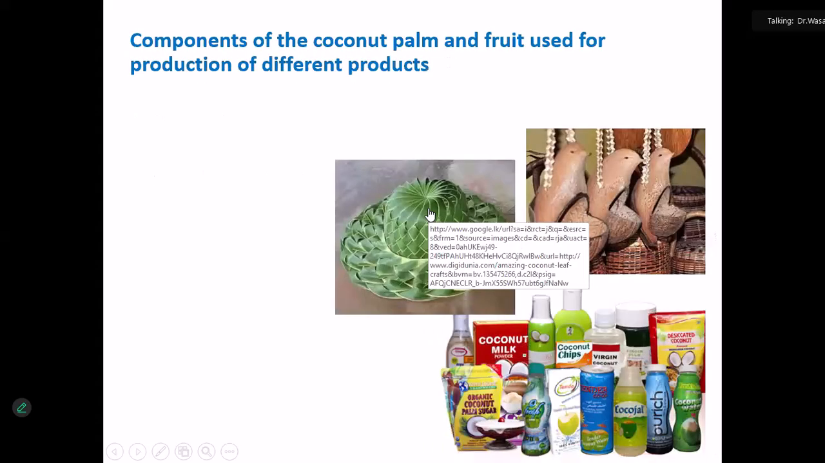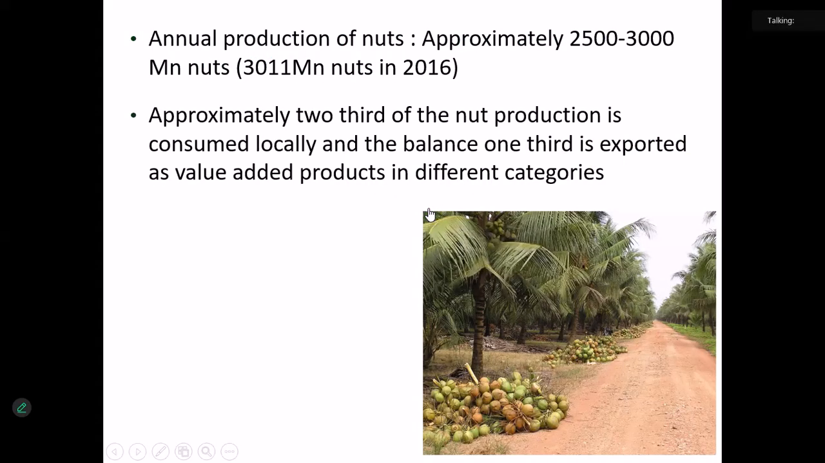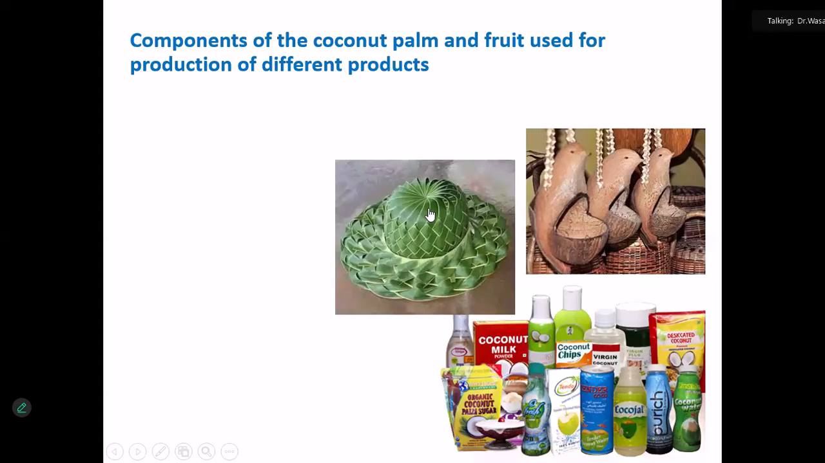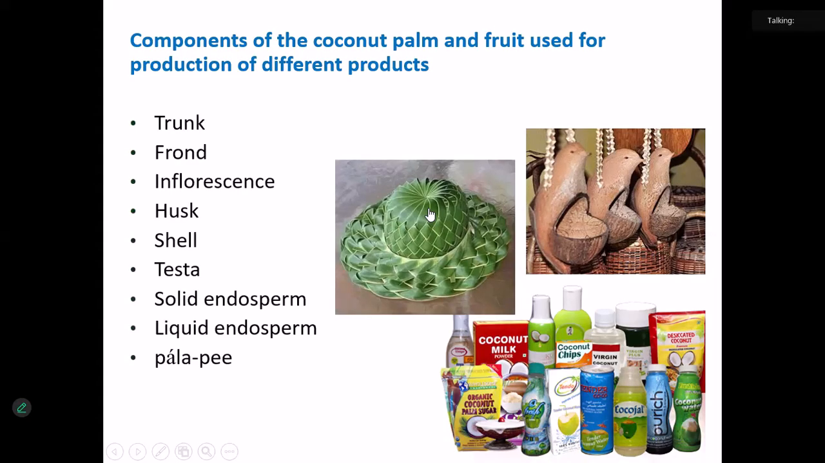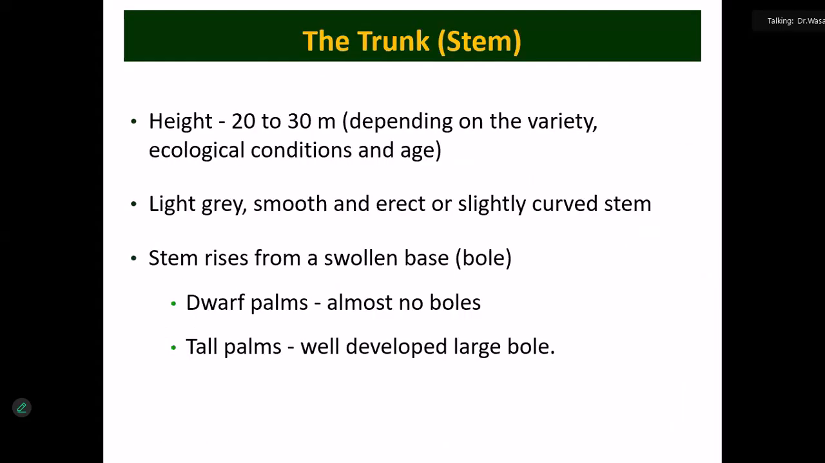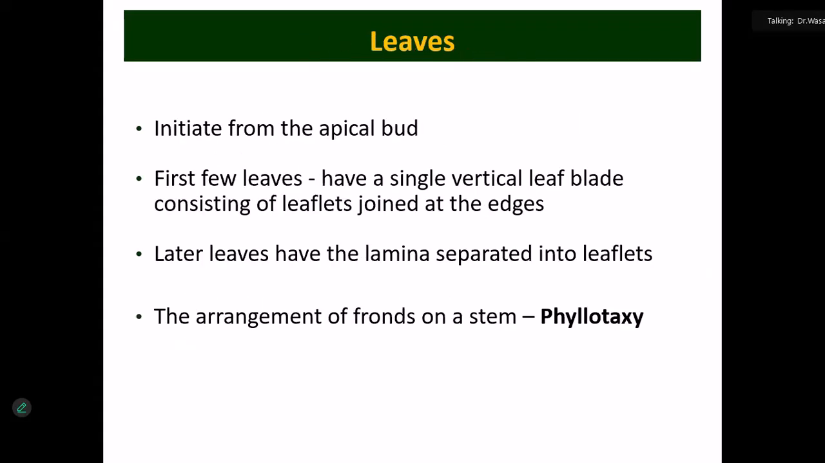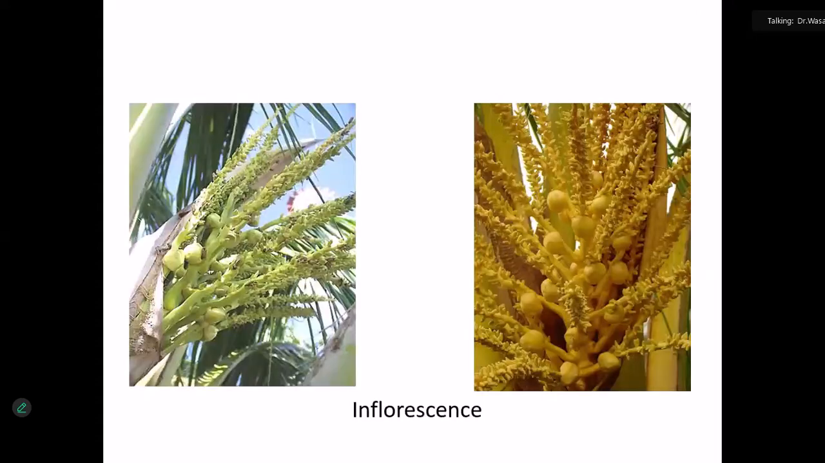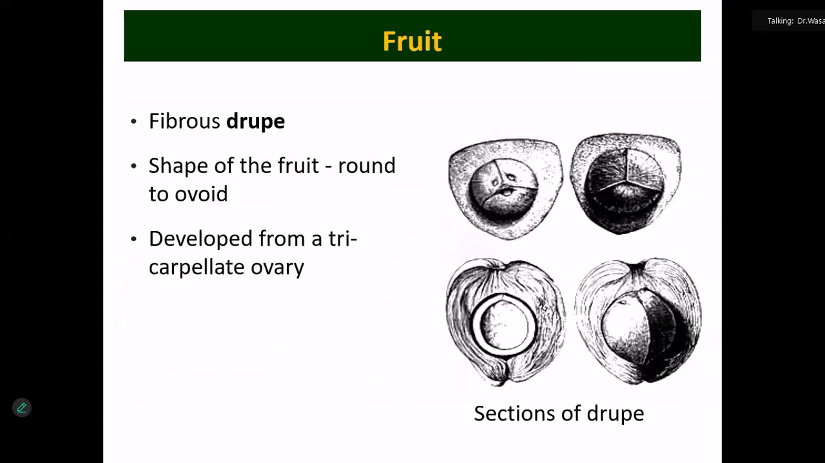Then these are the different coconut products. You can see here: whole parts of the coconut, trunk, fronds, inflorescence, husk, shell, testa, solid, liquid, haustorium, all are coconut products. I'm not going to discuss the botany of the parts in detail: the trunk, leaves, inflorescence here, and the fruit.